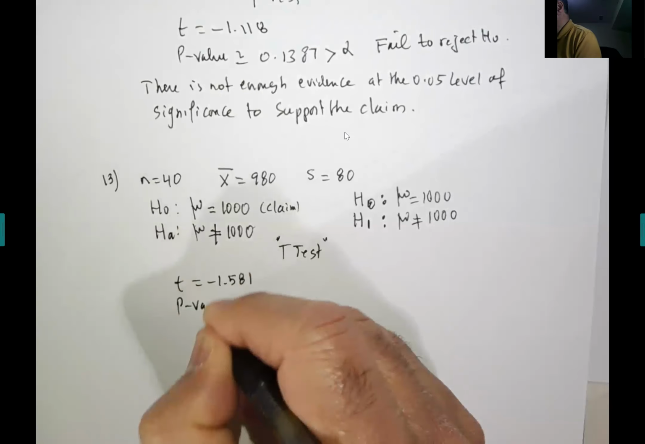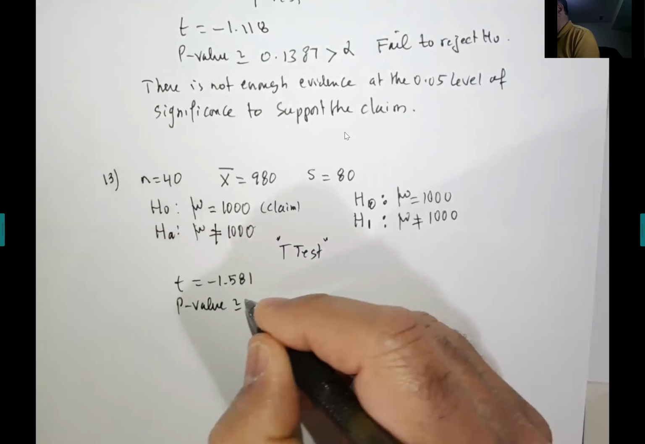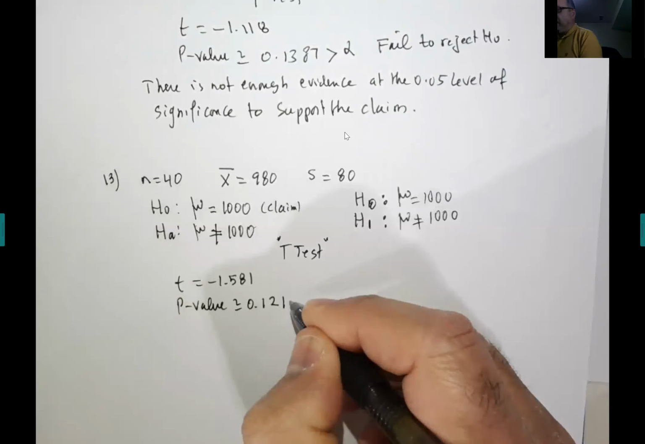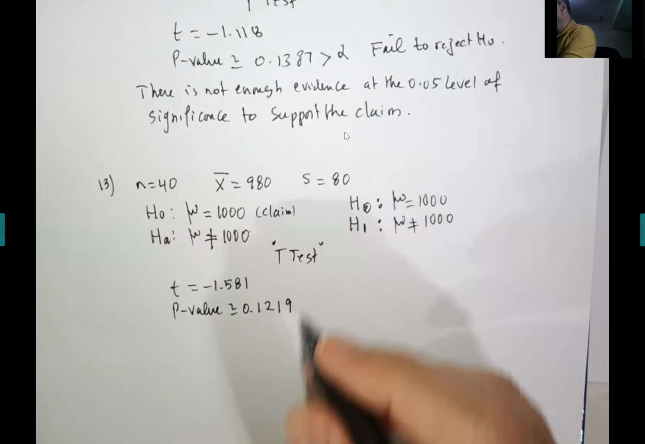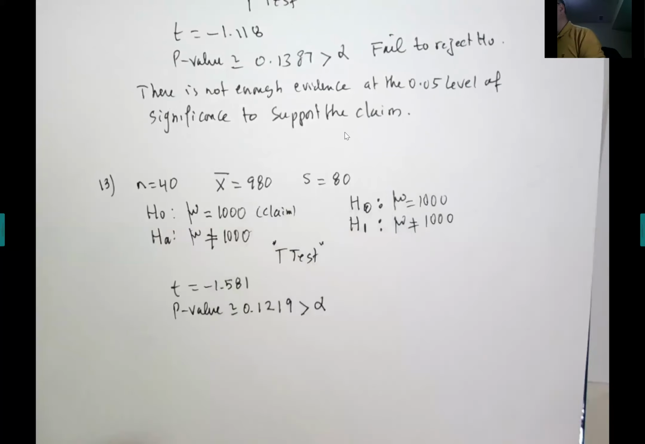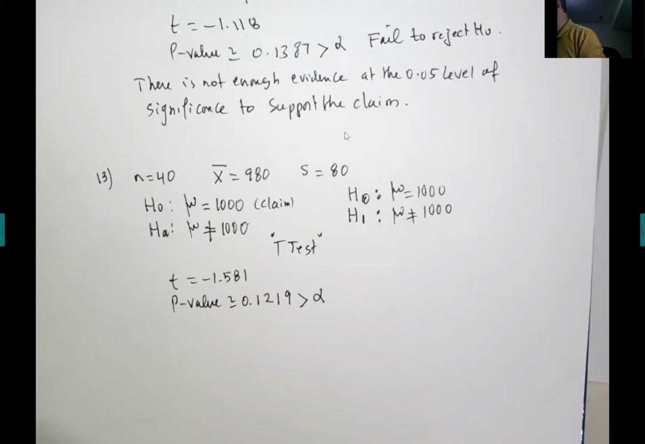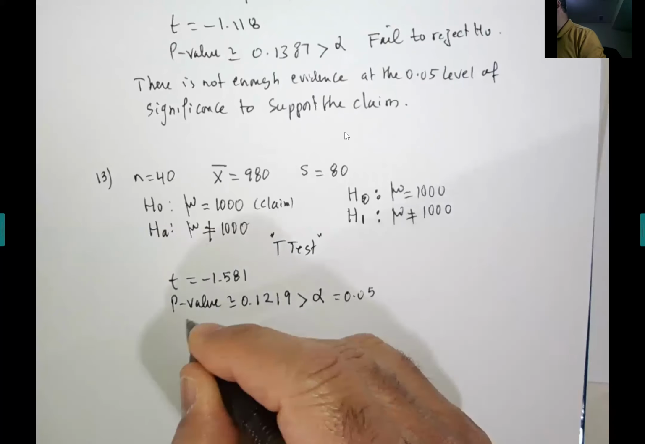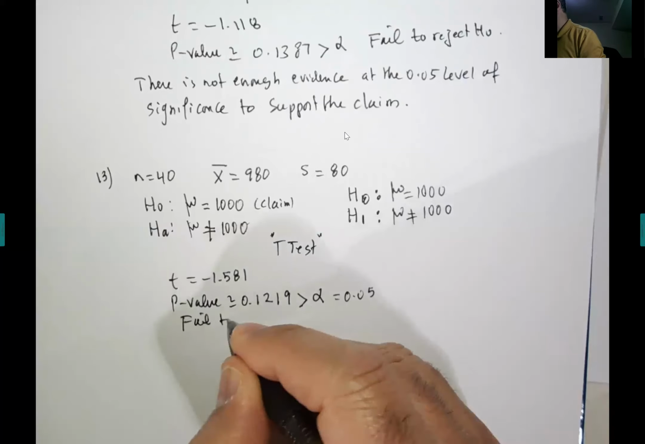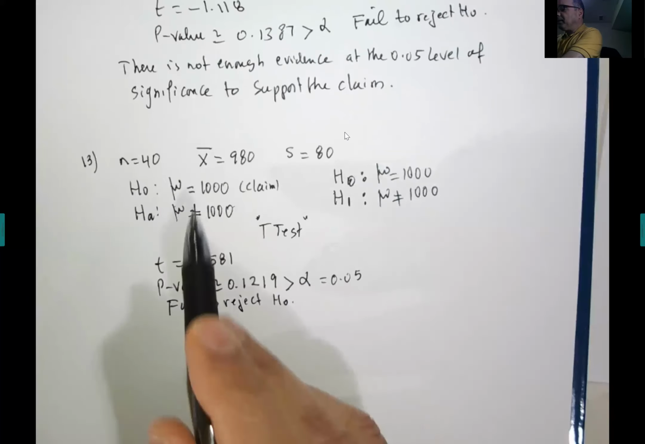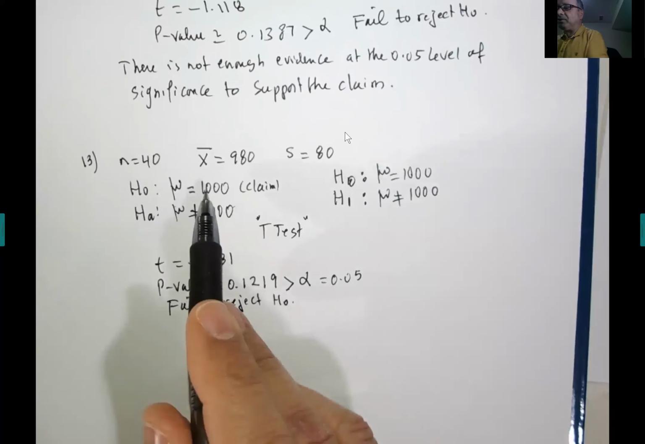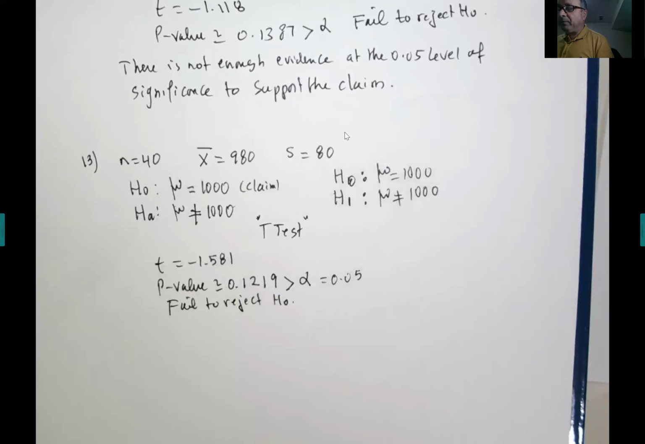And p-value is 0.1219. If you guys can't keep up with me writing, that's fine. I will scan the pages as well and send them in addition to the video. So I'll email them to you. This is greater than alpha. What was alpha in this question? 0.05. So what's the decision, guys? Fail to reject H0. And now the statement. I failed to reject H0 and the claim happened to be in H0. It happened to be H0 itself. So I would say there is not enough evidence to reject the claim.